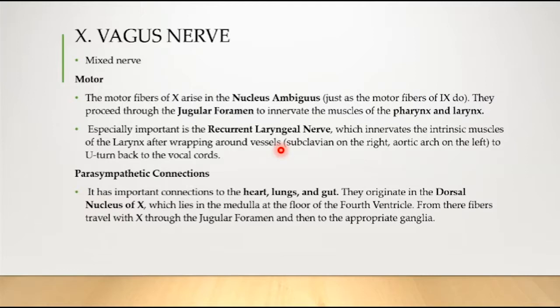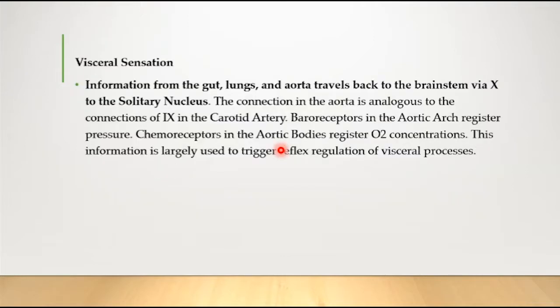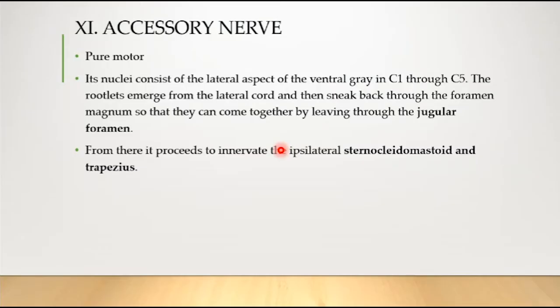And then parasympathetic, it has important connections to the heart, to the lungs, and to the gut, and it originates from the dorsal nucleus, which lies in the medulla of the floor of the fourth ventricle, and it travels through the jugular foramen, then to the appropriate ganglia. So we've said visceral sensation, it receives information from the gut, the lungs, and the aorta, and travels back to the brainstem via the solitary nucleus. And it gets baroreceptors in the aortic arch to register pressure, chemoreceptors in the aortic bodies to register oxygen concentration. And it triggers reflexes that are involved in regulation of the visceral processes.